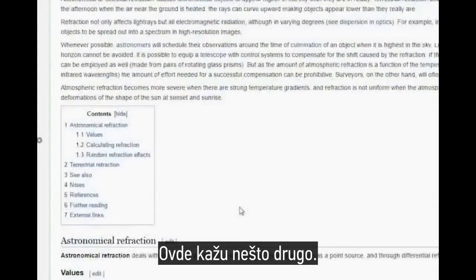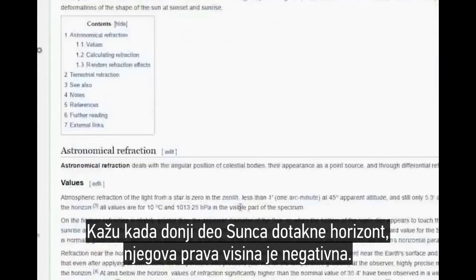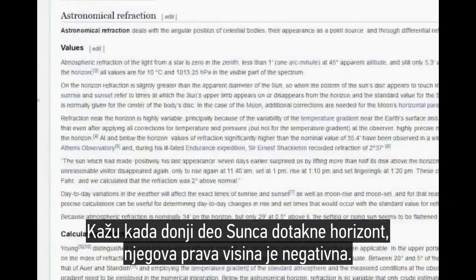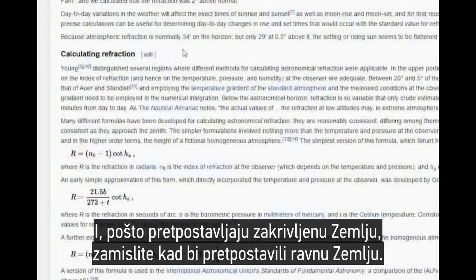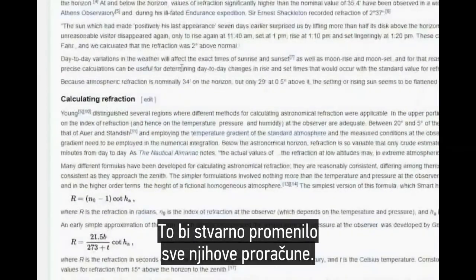Here they say something else. They say, when the bottom of the sun touches the horizon, its true altitude is negative. Did you see that? That means it shouldn't even be there. And since they are assuming a curved Earth, imagine if they assumed a flat Earth. That would really change all of their calculations.